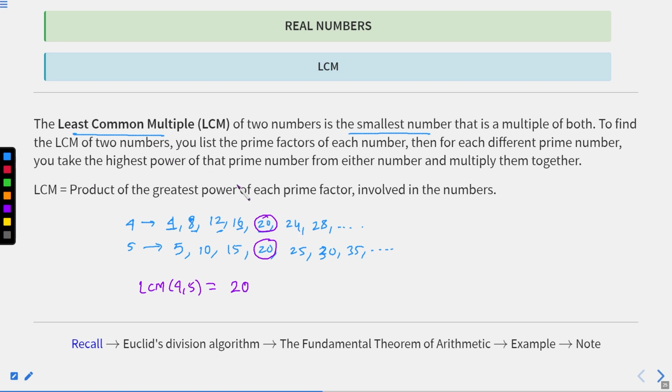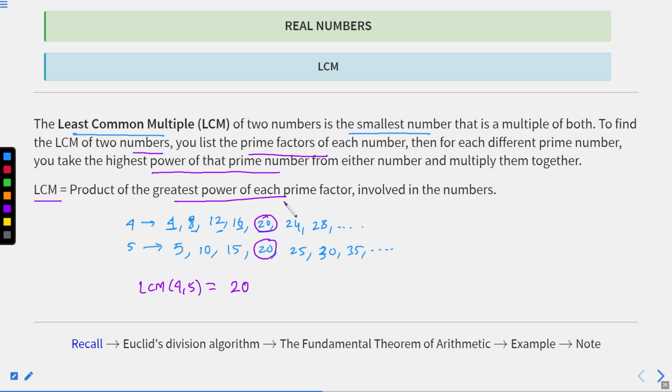So to find the LCM of two numbers, you list the prime factors of each number, and then for each different prime number, you take the highest power of that prime from either number and multiply them together. So what does LCM mean? LCM is basically the product of the greatest power of each prime factor involved in the numbers, that is called the least common multiple.